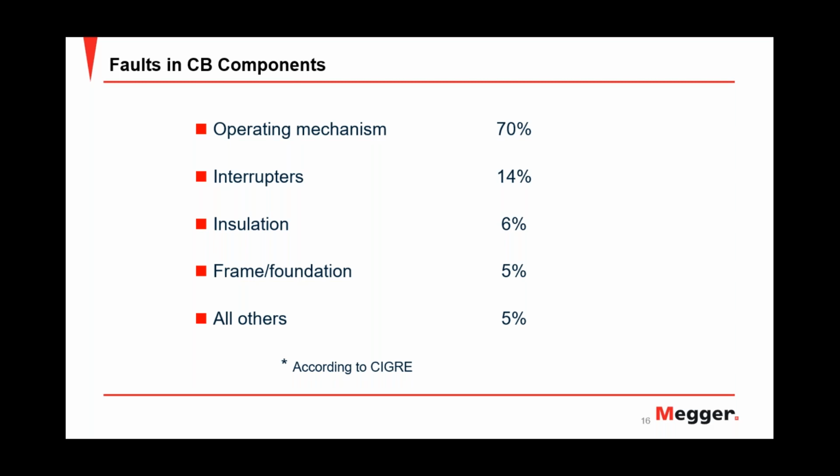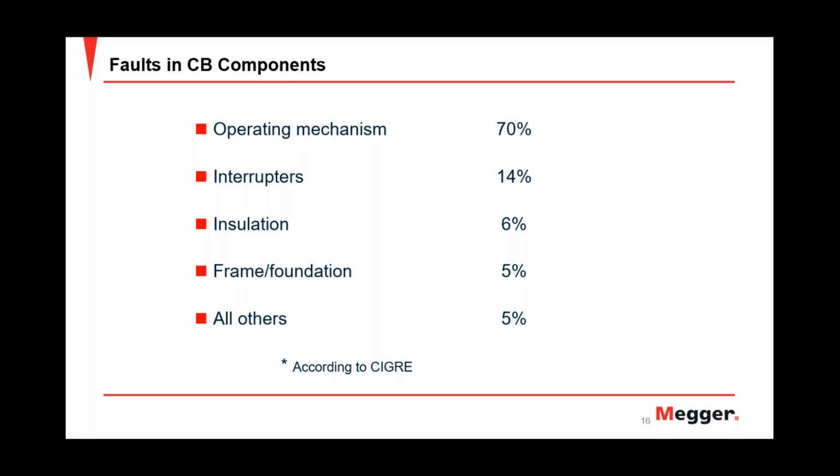As a result, unfortunately, some circuit breakers will fail. And as the industry is interested in minimizing the failure rates by adapting the maintenance requirements, statistics were gathered and it was found the highest number of faults were located within the operating mechanism. If you remember, I said the operating mechanism has quite a large number of moving parts. 70% of the faults are located within the operating mechanism. The interrupter, around 14%, insulation failure, and issues with the frame foundation.